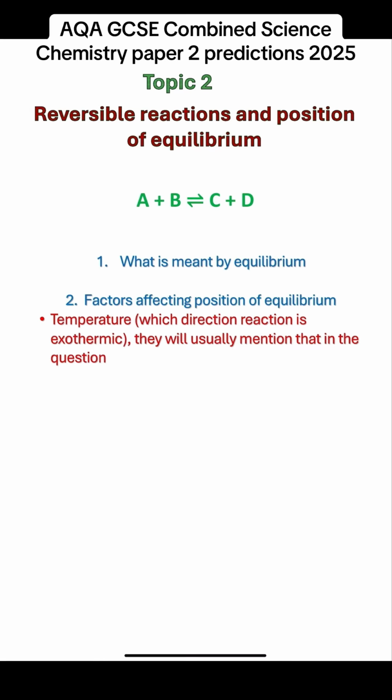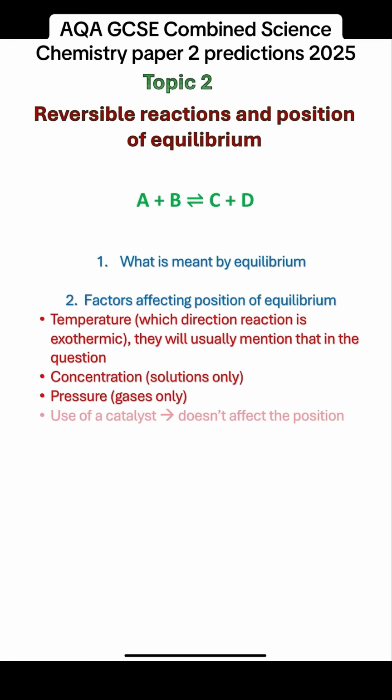So temperature, which direction of the reaction would be exothermic. Normally they will mention that in the question. So they will tell you that the forward reaction is exothermic or the forward reaction is endothermic. So you can judge whether increasing temperature would increase the rate of the forward or the rate of the reverse reaction. The concentration, which is only for solutions, and then the pressure, which only affects the rate of the reaction if there are gases.